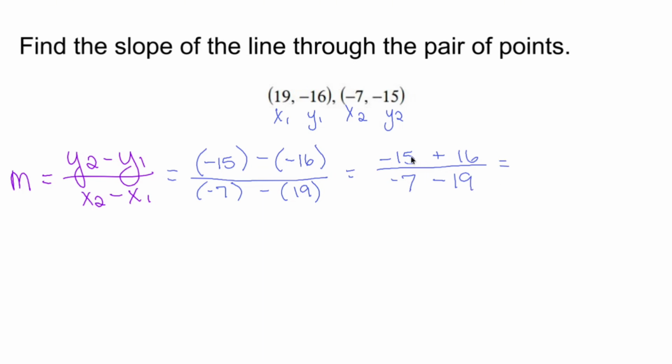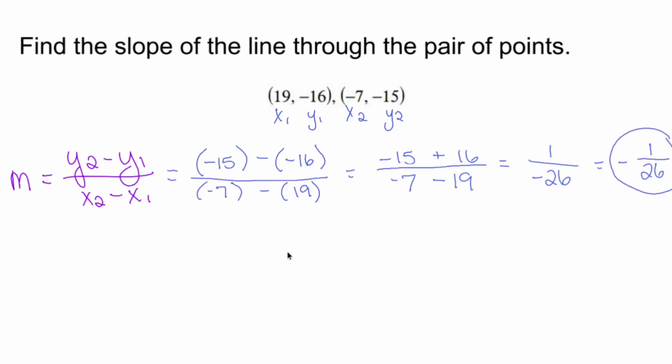Now that I have that cleaned up, I'm going to do all the math in the numerator and then all the math in the denominator and see what happens. Negative 15 plus 16 is just 1. Negative 7 minus 19 is negative 26. Now I'm going to clean that up by just bringing the negative out here, which I'm allowed to do because a positive divided by a negative makes the whole thing negative, and I get negative 1 over 26.